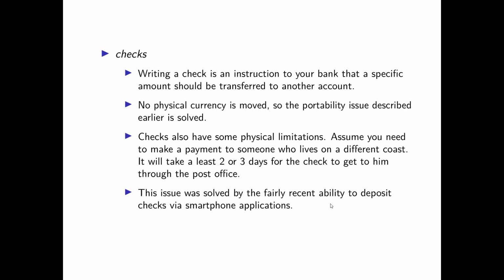If you are on the East Coast and you need to purchase something on the West Coast using a check, if you send it by mail, it's going to take the check a few days before reaching its destination. So we have this physical limitation. Once again, e-banking, your usage of smartphones, has solved this problem. But this is an even newer form of money that solves the problems related to writing checks.